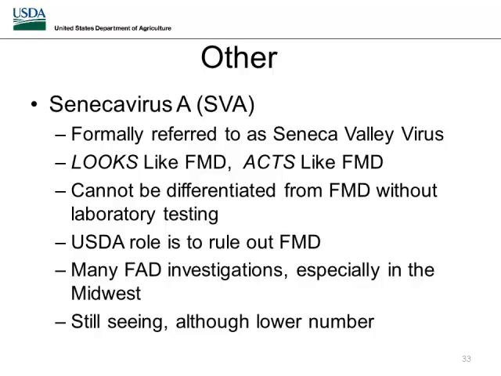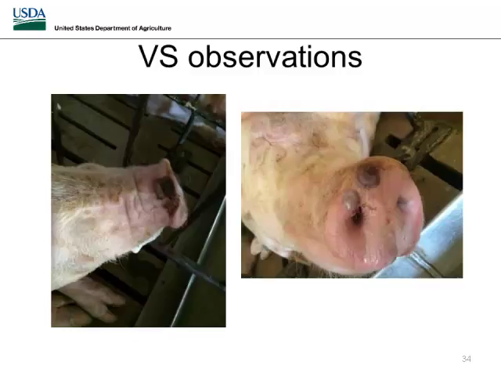This summer we did a lot of investigations in the Midwest. It started showing up, I'd say, in August, September area. We started seeing a lot of Seneca Valley virus start showing up. We're still seeing it at a lower number, and there's talks that it's very similar to the Brazil strain.